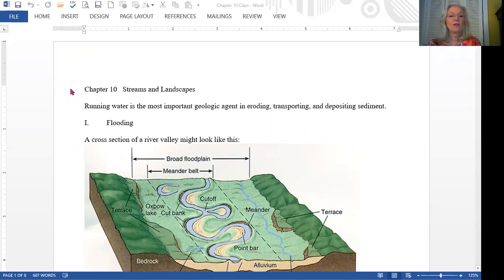You may recall in a previous video, I told you the water is going to win. Well, this chapter just goes off in that same direction. The water is going to win. Water is a powerful force in the shaping of the surface of the earth.